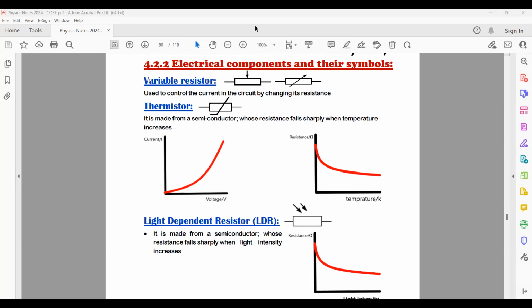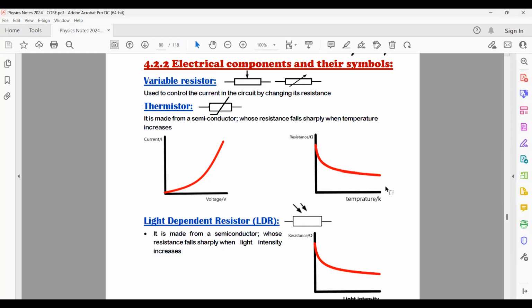The second component we need to know is the thermistor. This is the symbol for the thermistor. From its name, it starts with therm, meaning temperature. As we notice in the graph, as the temperature increases, the resistance drops.